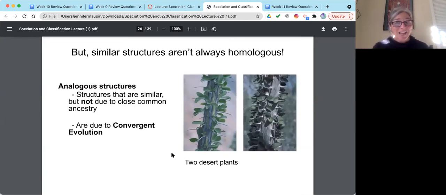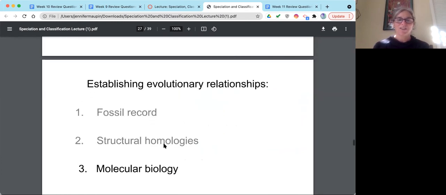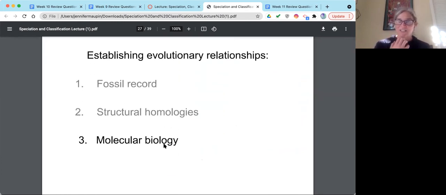But since we have to be so concerned about convergent evolution here, what do you think is the best way to establish a phylogeny? What should we base our phylogenies on ultimately? The thing that is the most reliable is DNA.